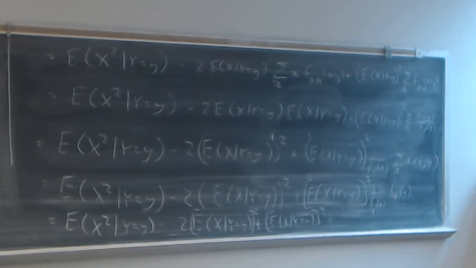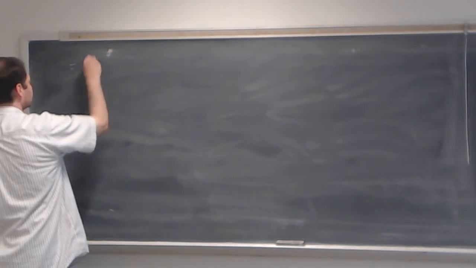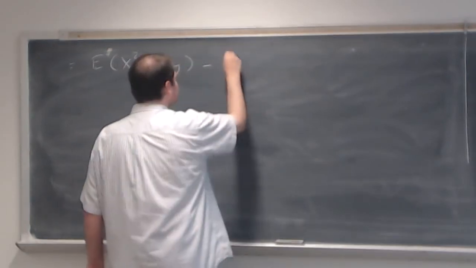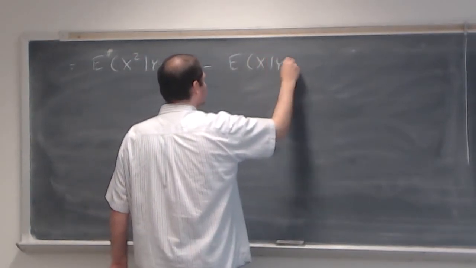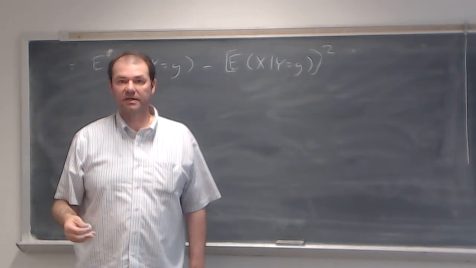Let me write it over here. That's equal to the conditional expected value of x squared given y equal to y, minus the expected value of x given y equal to y, that quantity squared. And that's what we wanted to get, but this was just in the discrete case.